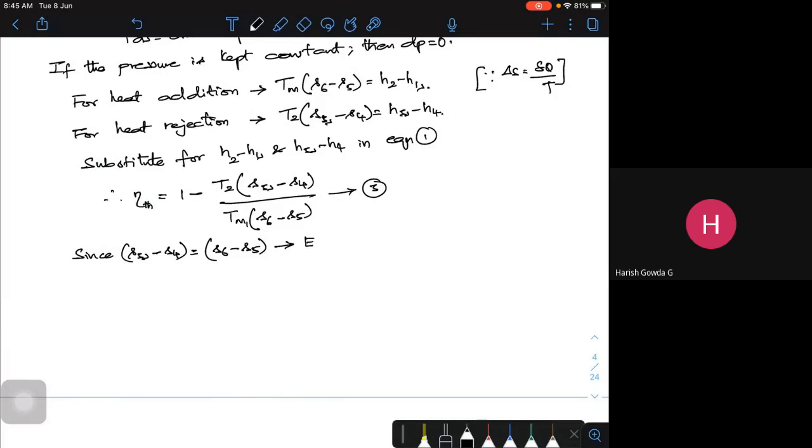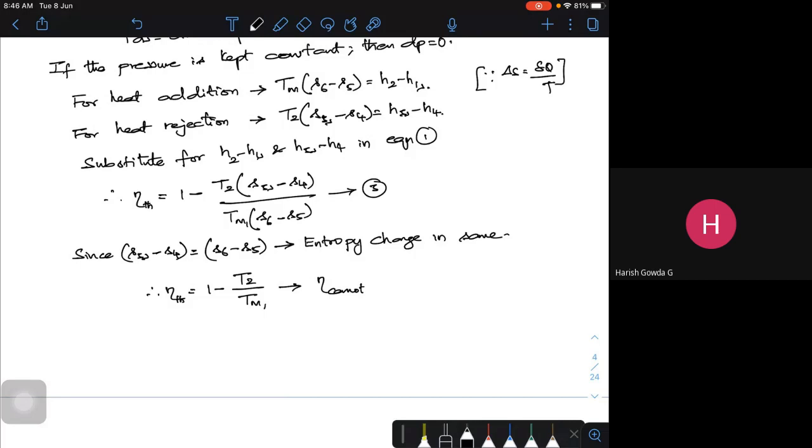Entropy change is the same. What will happen to equation number 3? Both will get cancelled. So therefore, the Rankine thermal efficiency will be equal to 1 minus T2 by Tm1, which is similar to the Carnot efficiency.